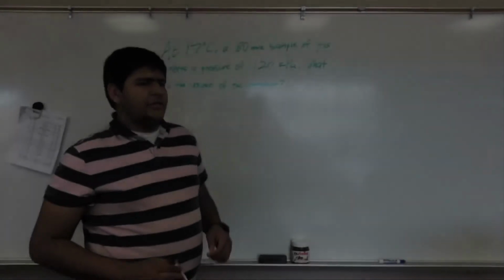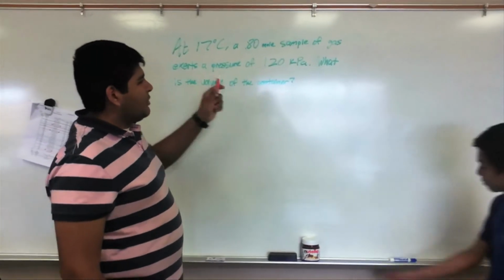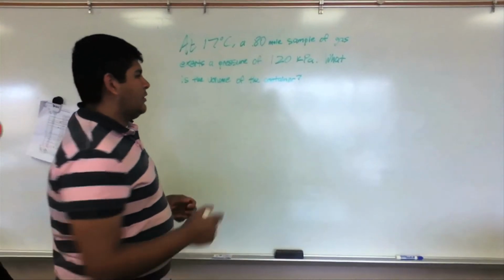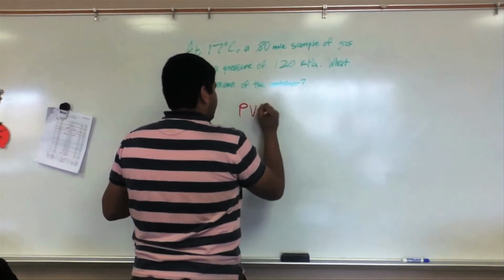Alright, so here's another practice problem. At 17 degrees Celsius, a 0.8 mole sample of gas exerts a pressure of 120 kilopascals. What is the volume of the container? Well, the ideal gas law is PV equals nRT.